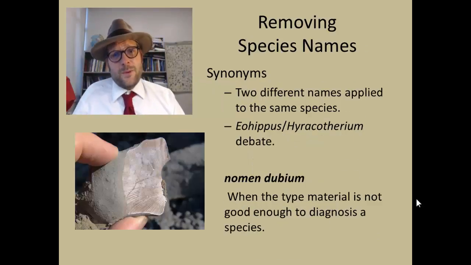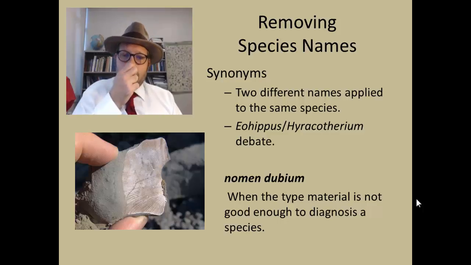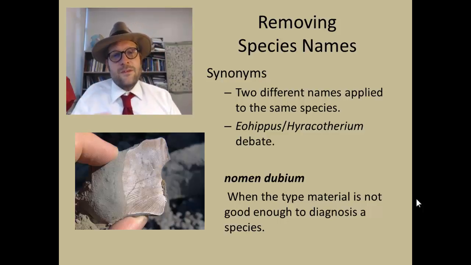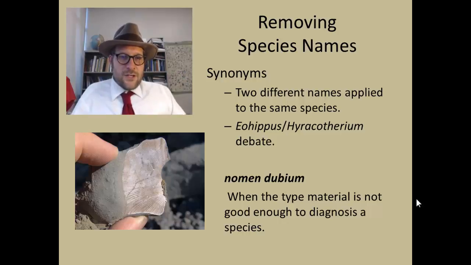Sometimes you need to get rid of species names. For example, if you have synonyms, and this is what happens when you have two different names applied to the same species. So for example, you've got a whole population you've been looking at, and one researcher thought one should have been a different species, another one thought there was a different species, and everybody's disagreeing. You come in and say, hey guys, this is all just one species. You can group them all together, and that is a synonym.